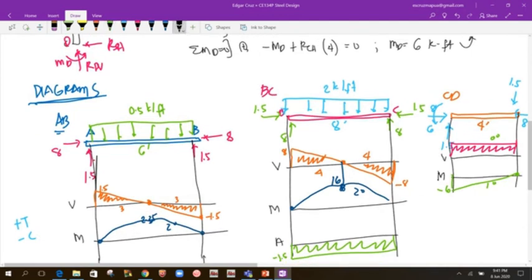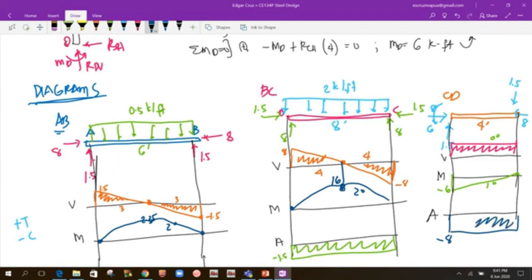Then for the axial diagram naman, as you can see, ano ba? Compression din na 8, 'di ba? Pagka compression na 8, pababa siya, compression eh. So negative 8, compression constant, negative 8. So ito ngayon yung axial diagram.